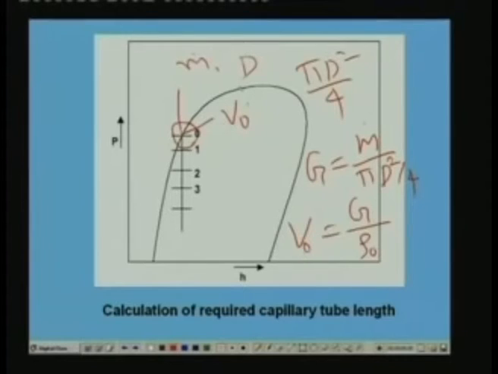Okay, so I can find out V naught. Similarly, I can find out other properties like specific volume at this point, viscosity at this point, right. So all the properties are known because I know the state exactly. Since the state is known to me, we can find out all the points, and we can also find out the Reynolds number, rho Vd by mu.